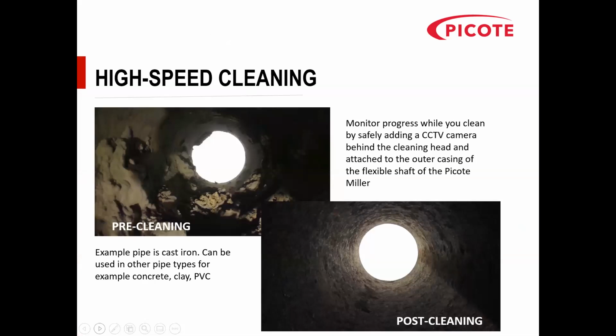So here's just a quick picture of a pre and post cleaning operation. It's a cast iron pipe, but we can use the tools in clay, concrete and PVC pipes. The beauty of having the outer casing that doesn't rotate means that we can actually fasten on or mount a CCTV camera behind the cleaning head. So the operator can actually monitor the progress and see what he's doing. And then it's a process just going backwards and forwards. It's a very, very effective cleaning method.